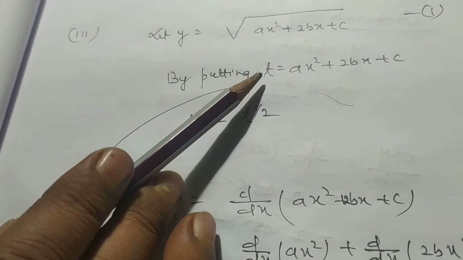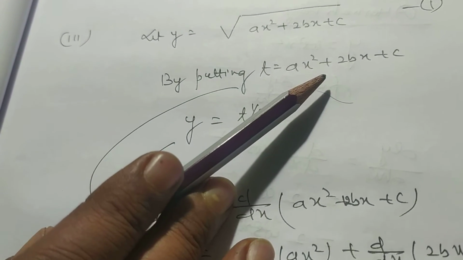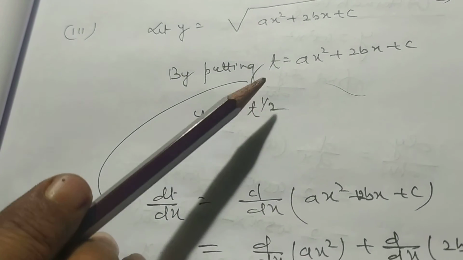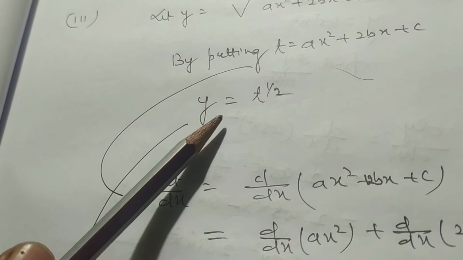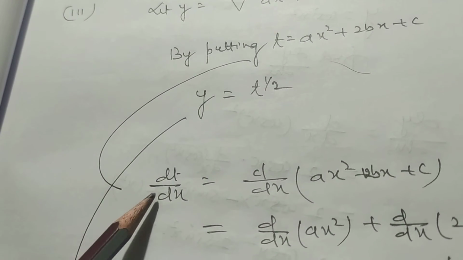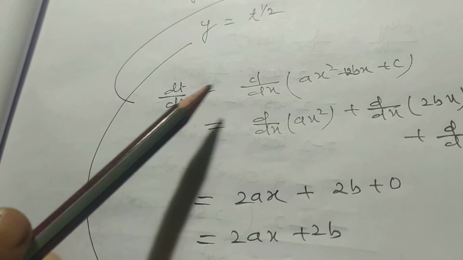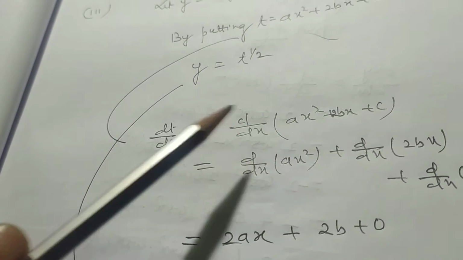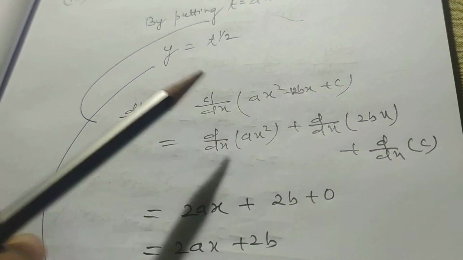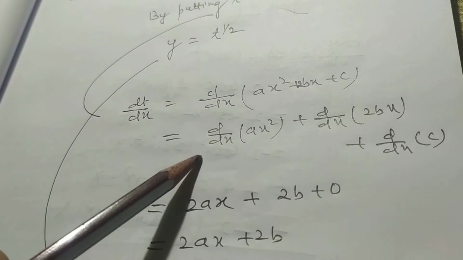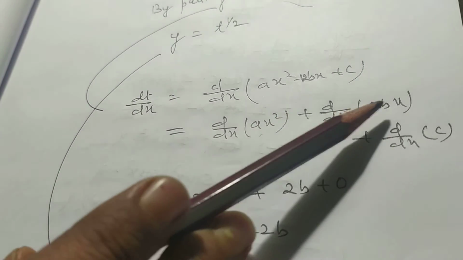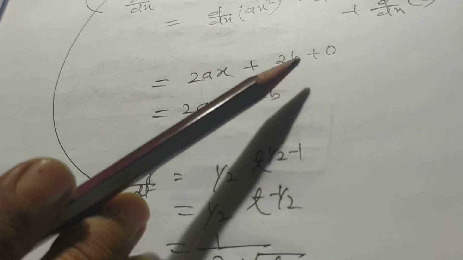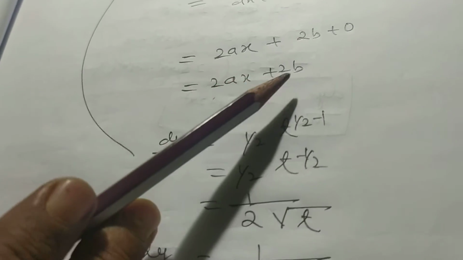So now consider x square plus 2bx plus c as t. So y is equal to t to the power 1 by 2. Convert it in the form of exponent. Now dt by dx is equal to d by dx of x square plus 2bx plus c. It is the summation of three functions. So d by dx of x square plus d by dx of 2bx plus d by dx of c, that is 2x plus 2b plus 0. That is 2x plus 2b.